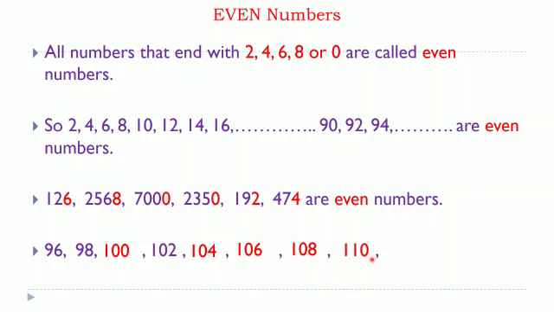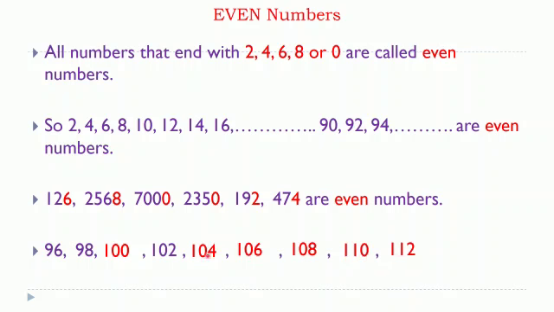Don't write 1010. That is wrong. How do we write 110? 1 and then we have to write 10. So this is 110. And after that what will we get? We will get 112. Okay.